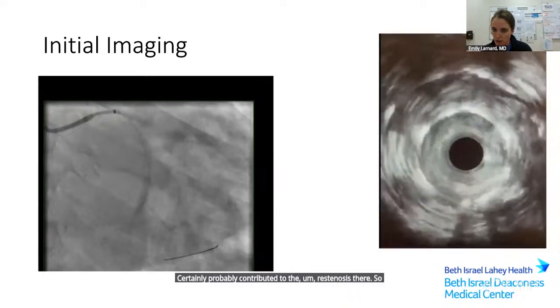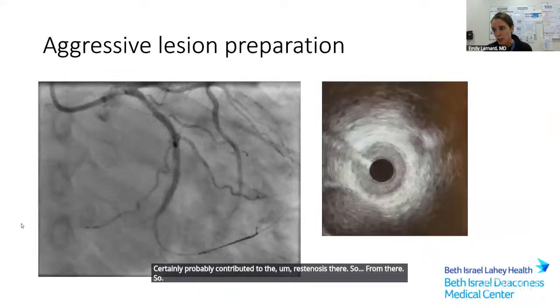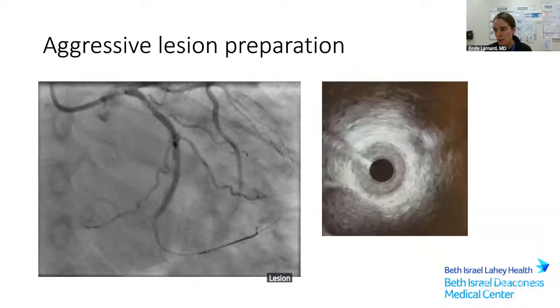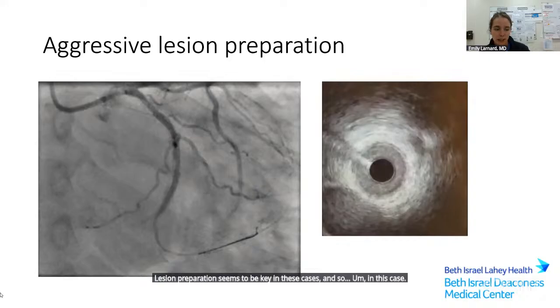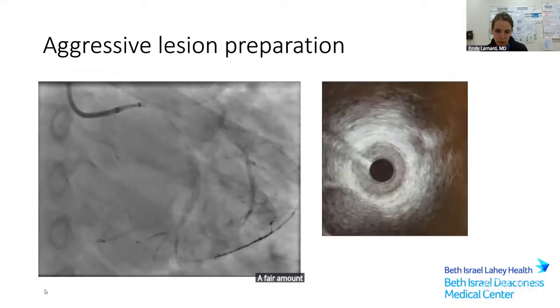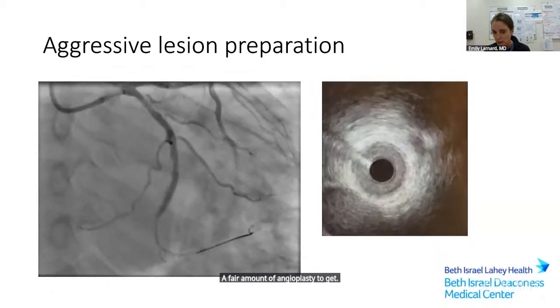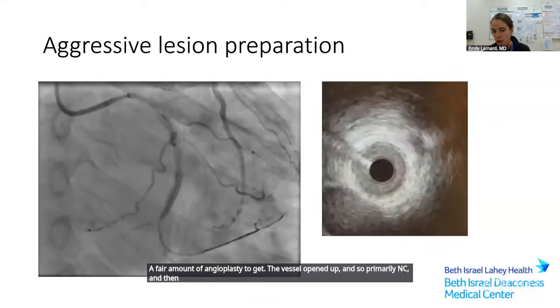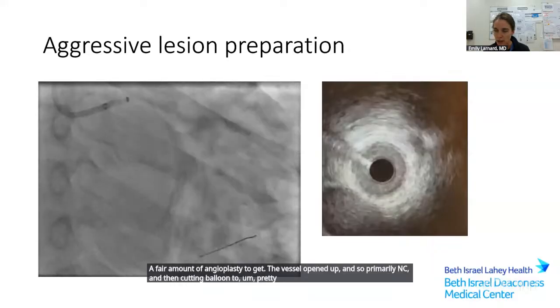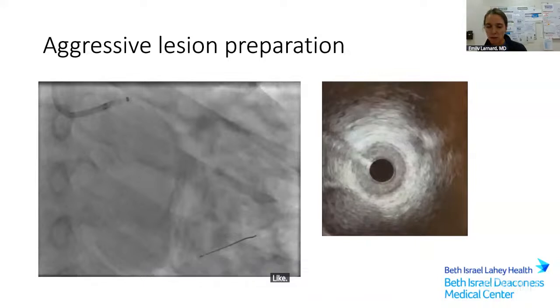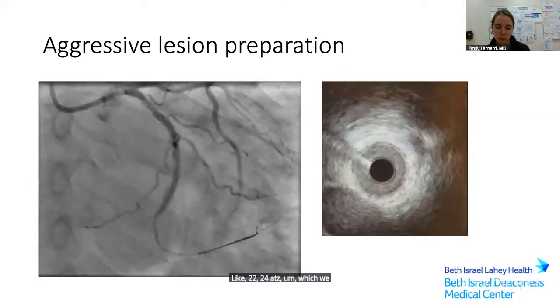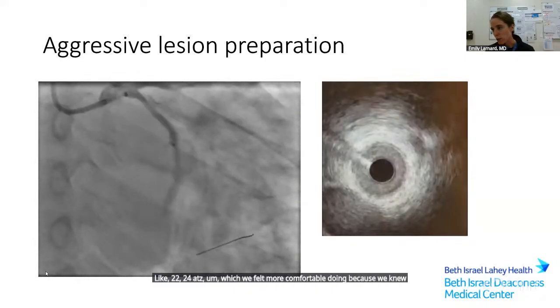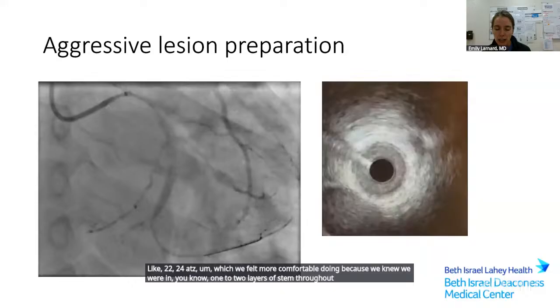So, similar to what the other presenters have said, I think lesion preparation seems to be key in these cases. In this case, we had to do a fair amount of angioplasty to get the vessel opened up, primarily NC and then cutting balloon to pretty high pressure, maybe 22, 24 ATMs, which we felt more comfortable doing because we knew we were in one to two layers of stent throughout the lesion, as compared to a native vessel.